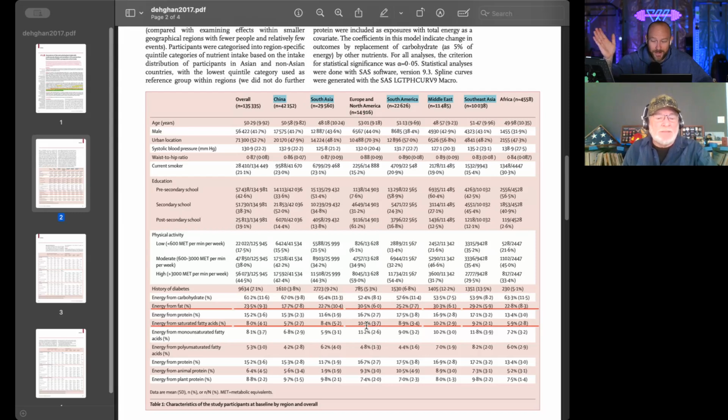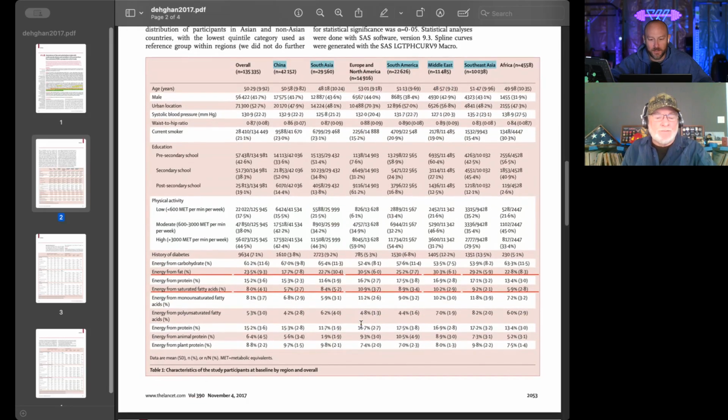Absolutely. Like if the recommendation is 10% and the amount we see consumed, the mean is 11, then this paper does not support the notion that guidelines should be reconsidered.